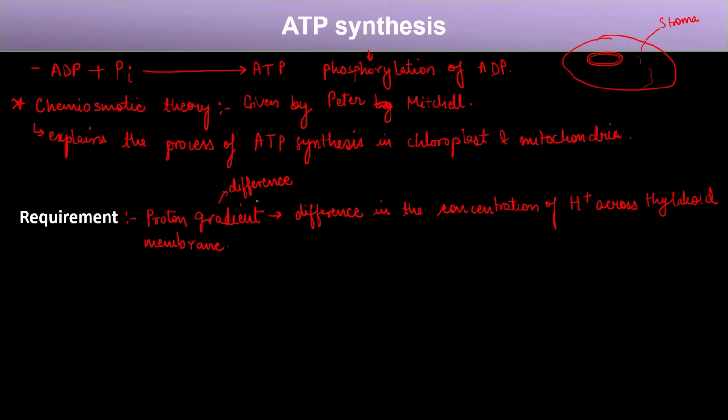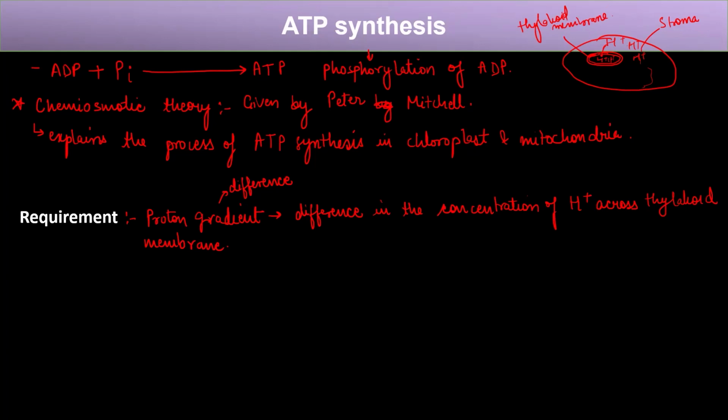Okay. So the proton gradient that we are talking about is a difference in the H plus ion in the stroma and in the lumen. Okay, because the hydrogen ion is transferring like this. So it is a difference in the concentration of hydrogen ion across the thylakoid membrane. So this is a thylakoid membrane, right? This is a thylakoid membrane. And it is a difference of concentration across the thylakoid membrane.